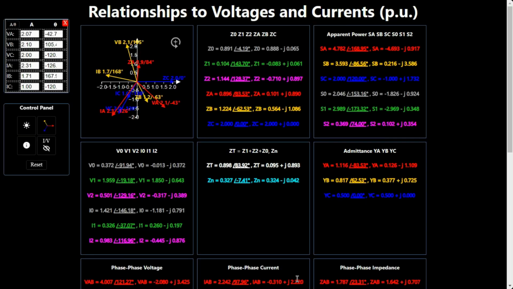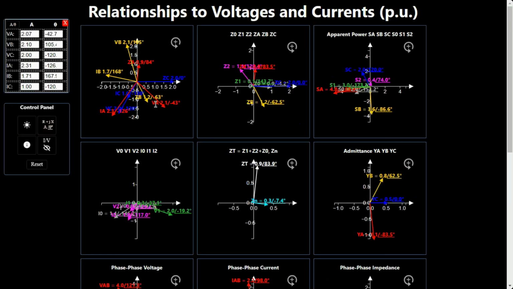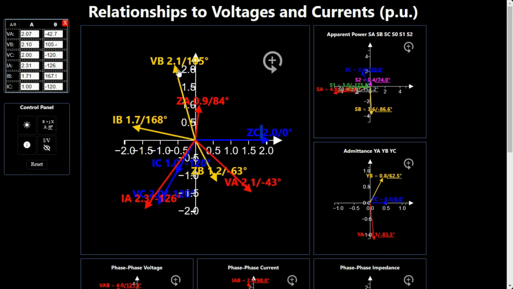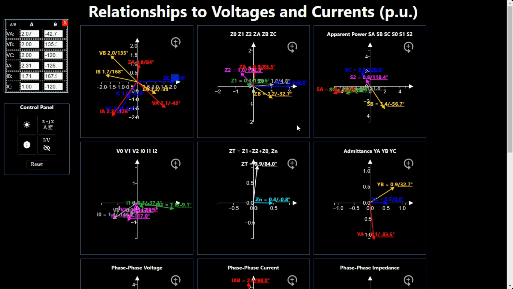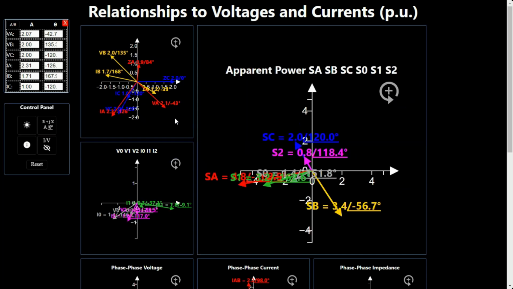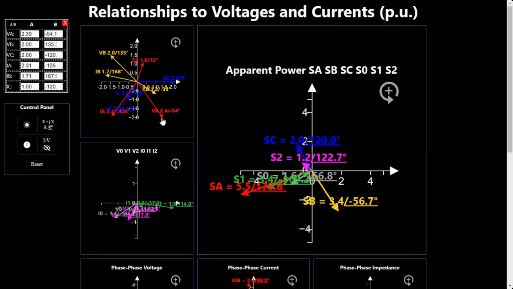If you want to get a closer look at the graphs, you can simply double-click to zoom in and drag the graph for a better view. Double-click again to return to the default view. This feature works across all graphs, and as you change values, you'll see how the apparent power values also update.